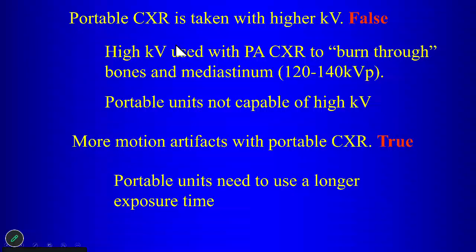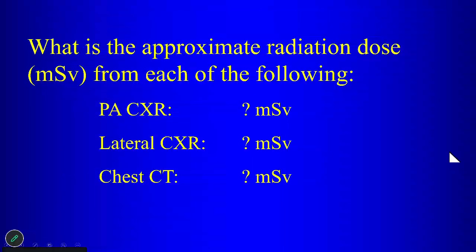So higher kV is used with PA chest radiographs, and that also helps with the contrast because it helps to burn through the bones on a PA chest radiograph so you can see the mediastinum and the lungs better. That's why you will notice on your portable views that the mediastinum often looks denser. Portable units are not capable of higher kVs because of the limited power output in the portable generators. And then, of course, we talked about why we have more motion artifacts with portable chest radiographs.